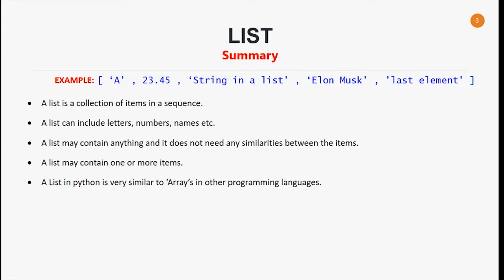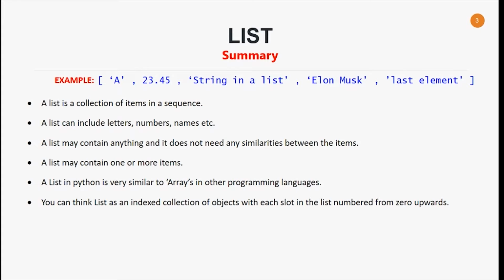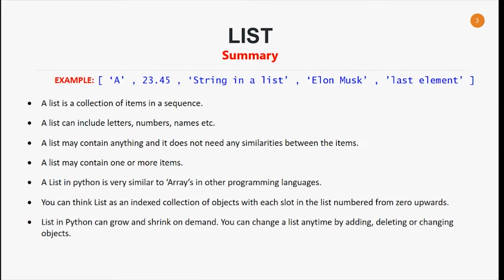A list in Python is very similar to arrays in other programming languages. If you have some basic idea about C or C++, then you might be knowing what arrays are. So the lists in Python are very much similar to arrays in C or C++. You can think of a list as an indexed collection of objects with each slot in the list numbered from 0 and upwards. For example, you have stored 5 elements inside a list. So it will be indexed starting from 0. The first element will hold the position 0, the second will hold the position 1, and so on. So if there are 5 elements inside the list, the fifth element will hold the position 4.